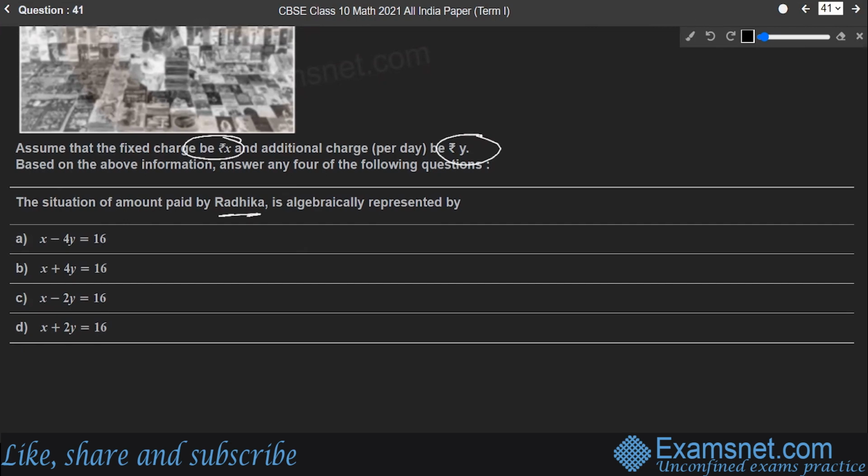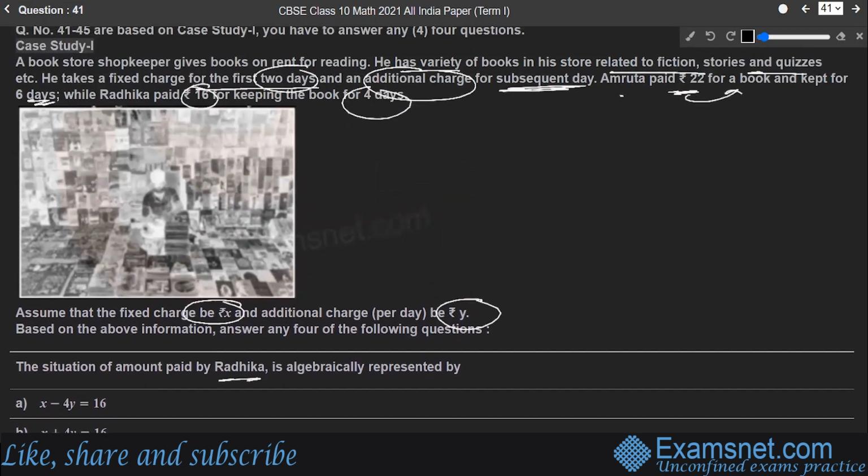As you can see, there is a fixed charge of X rupees for 2 days. Radhika has used the book for how many days? Radhika has used it for 4 days. So obviously for the first 2 days, the fixed charge would have been X rupees, and for the rest of the days, how much? 4 minus 2, that is 2 days extra. For every subsequent day, you have to pay Y rupees extra. So for 2 more subsequent days, it has to be 2Y. This is the fixed charge, and this is the subsequent days charge for 2 days. So this is the sum X plus 2Y.